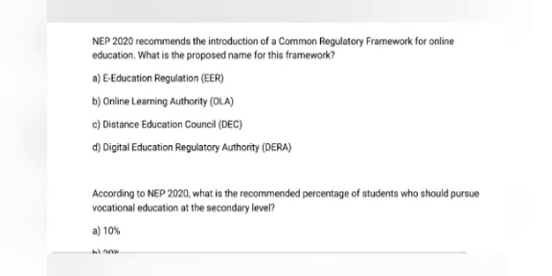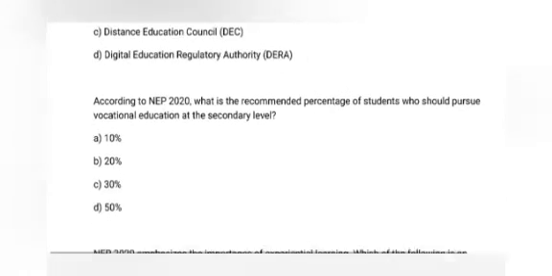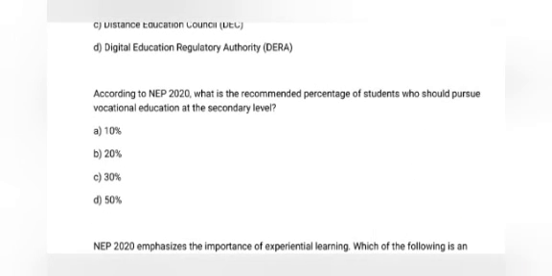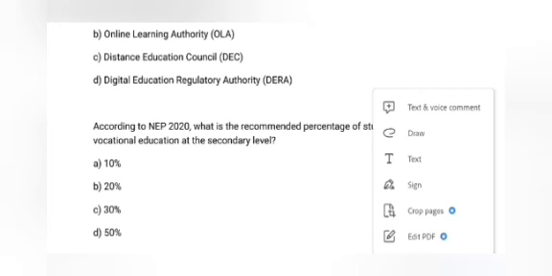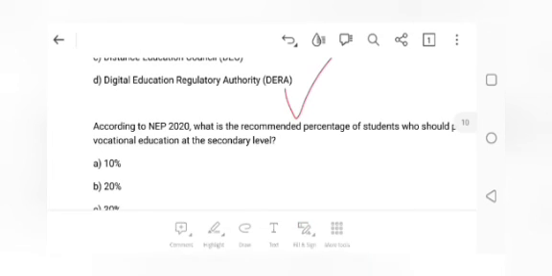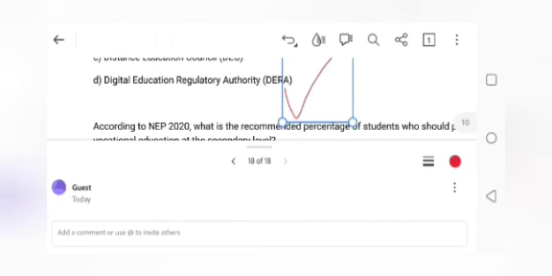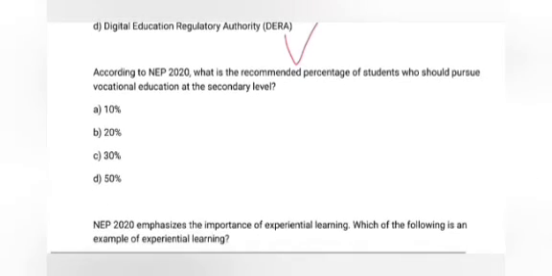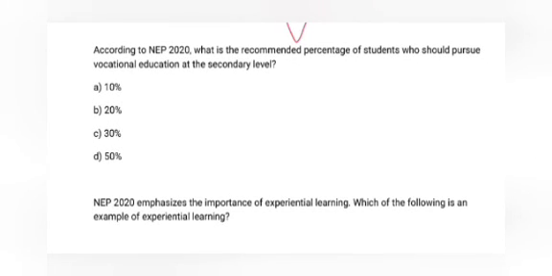Next, NEP 2020 recommends the introduction of a common regulatory framework for online education. What is the proposed name for this framework? These are the options, but the correct option will be Digital Education Regulatory Authority, in short DERA, DERA. You must remember it.